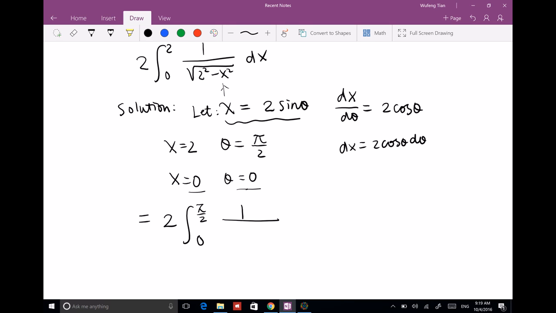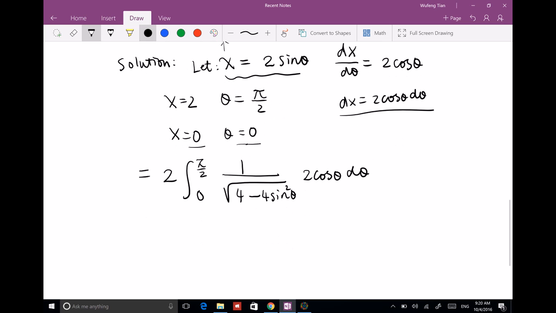We just substitute it. So the square root of 2 squared, which is 4, minus x squared. Now we just did x equals 2 sine theta, so x squared would be 4 sine squared theta. Very good. And then dx, we just finished that: 2 cosine theta d theta. Perfect. So I would still need your help to finish the whole thing. Integral from 0 to pi over 2.